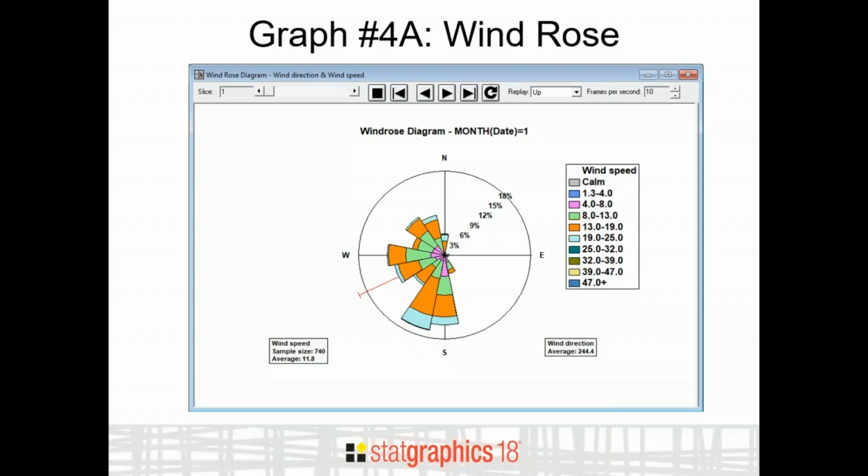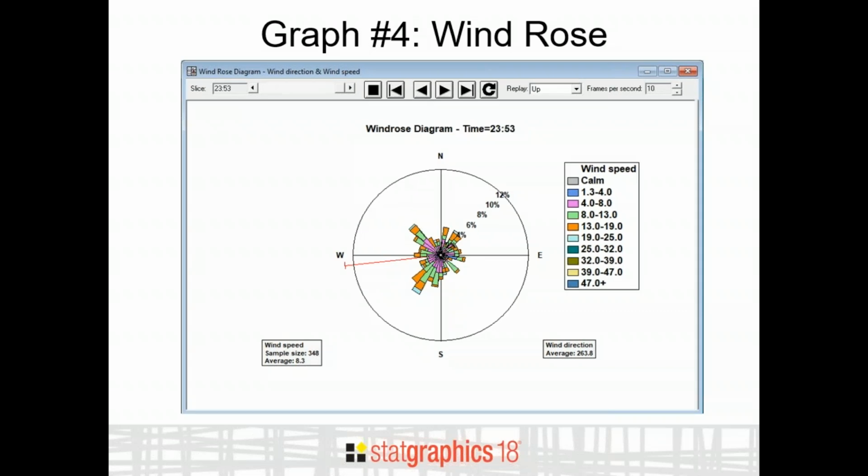In the case of the monthly data, the sample size was 740. Okay, that was every hour, once an hour for every day of the month. Back here, the sample size was 348. That was once a day at a particular time for 348 days. So it's quite a bit of data that's being summarized in the wind rose.